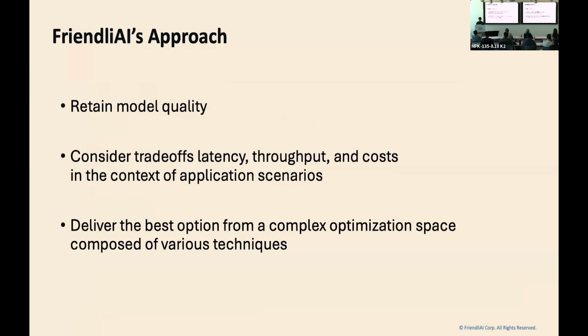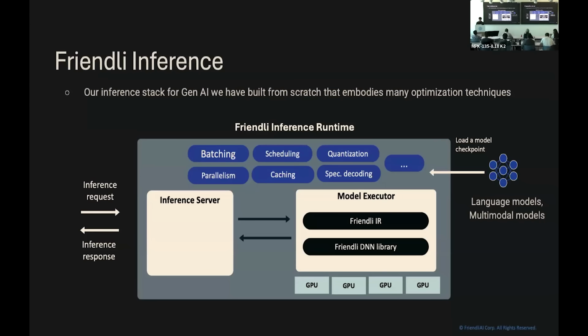So at Friendly AI, this is our approach to optimization. We will keep model quality as is, and we consider the trade-off between performance and also the context of your own application scenarios, and will provide the best option for your cases. The various kinds of inference optimization listed so far, such as batching, scheduling, quantization, KV caching, and speculative decoding, come together in our own inference runtime, which is called Friendly Engine.